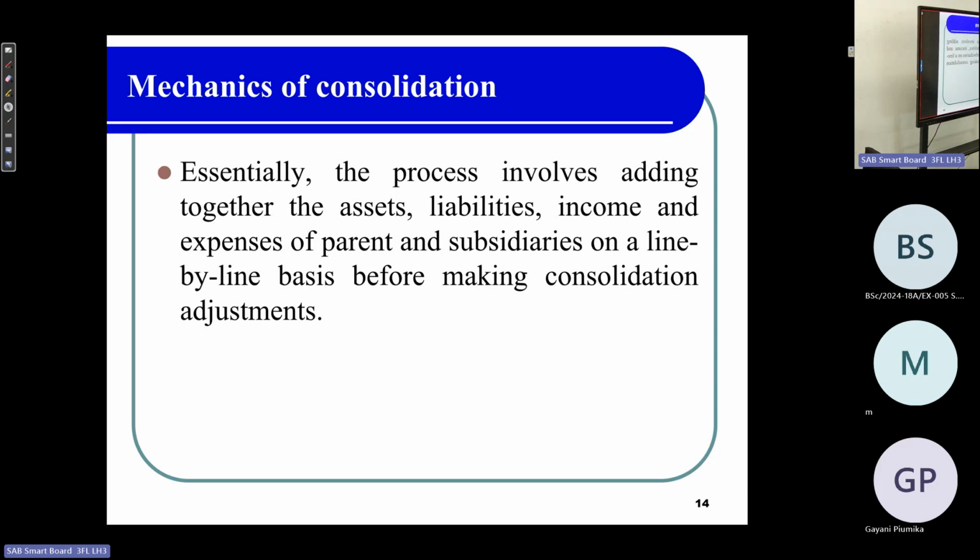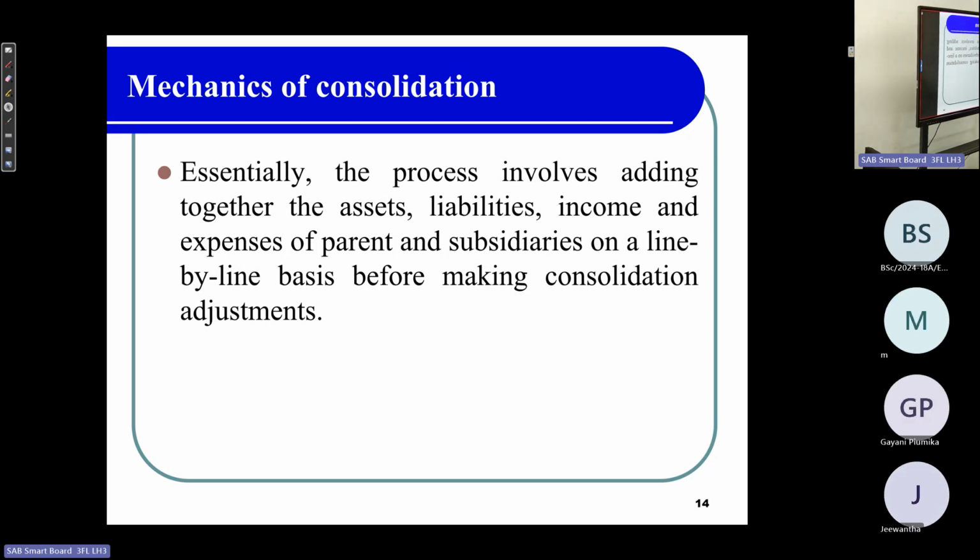What are the components of consolidated financial statements? Next week. What are the components of the consolidated financial statements? There are five. Write all five down. Number 1, consolidated statement of financial position. Number 2, consolidated statement of profit and loss and other comprehensive income.